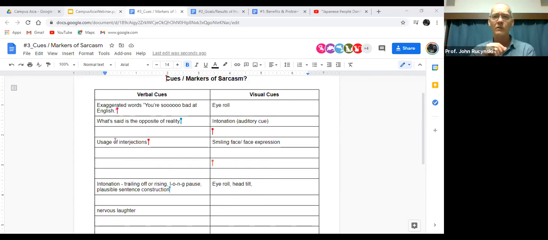Okay, and then some of the visual cues, yep, the eye roll, so moving your eyes, smiling face or face expression. So you could say something negative, but smile. So that's the opposite. And eye roll again, or head tilt. So not always, but a lot of speakers do give the hint when they're being sarcastic. So this would be part of teaching about sarcasm in the language classroom. So let me get back to my slides and we'll put these ideas in action.